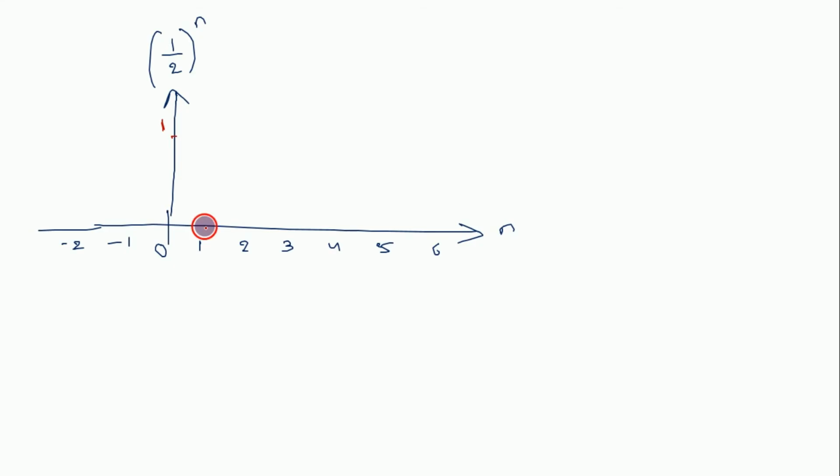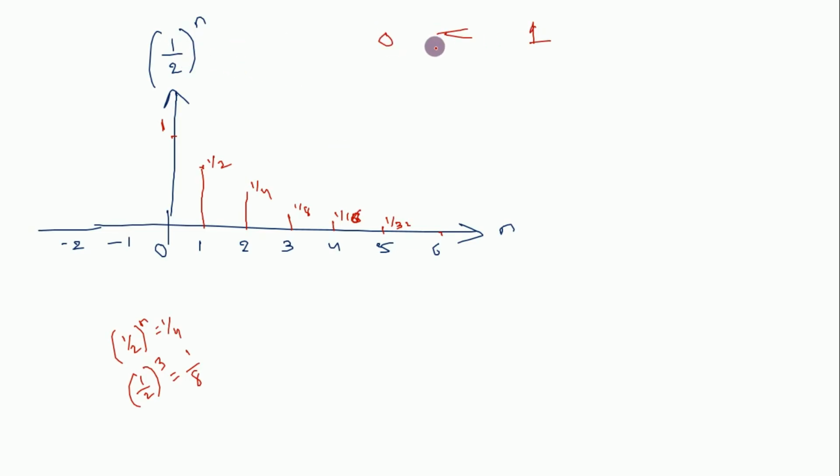Half raised to 0 is 1, half raised to 1 is half, half raised to 2 is 1 by 2 squared, which is 1 by 4, that is 0.25. Half raised to 3 is 1 by 8. 1 by 8 is a still smaller quantity. Then 1 by 16 is still smaller. So it goes on.